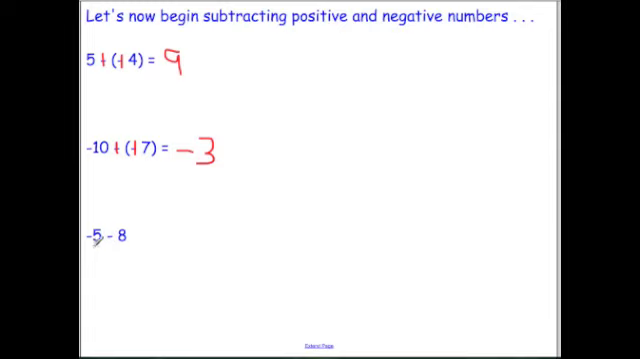Okay, we look at this last one, it's -5 minus 8. We don't have 2 negatives, so we just subtract. So we have -5 minus 8 would give us a +3.